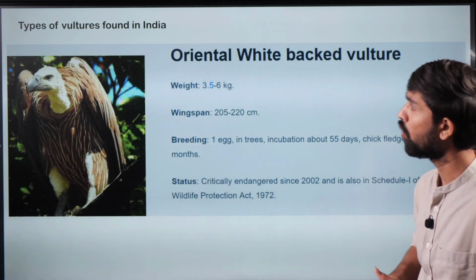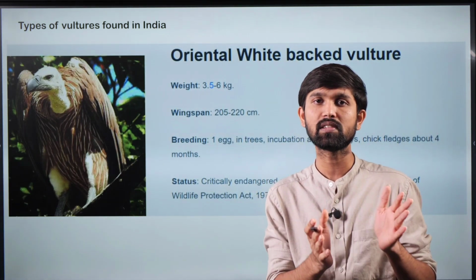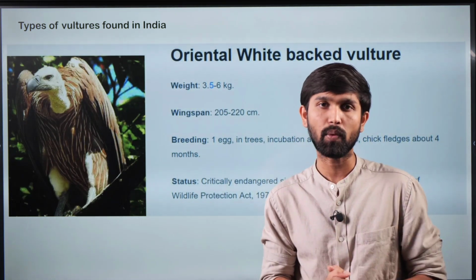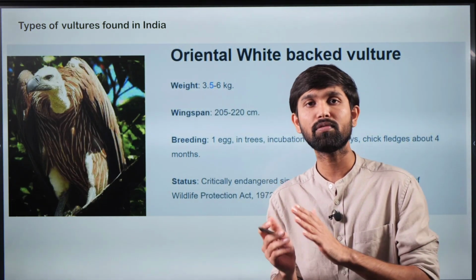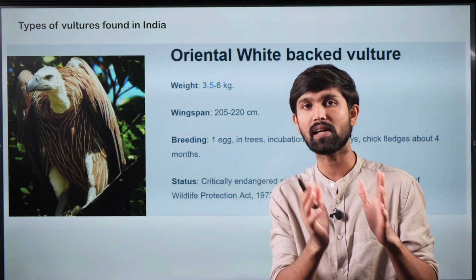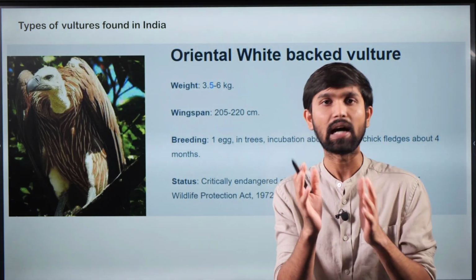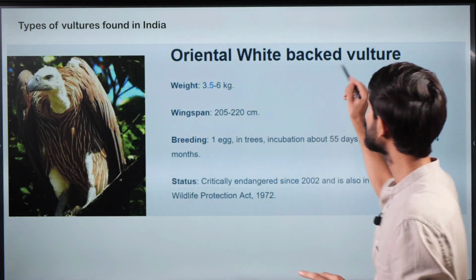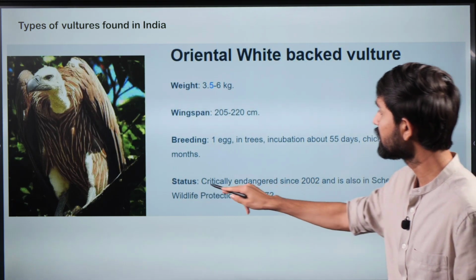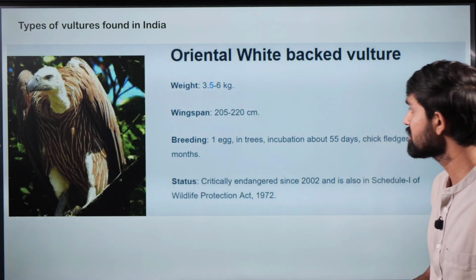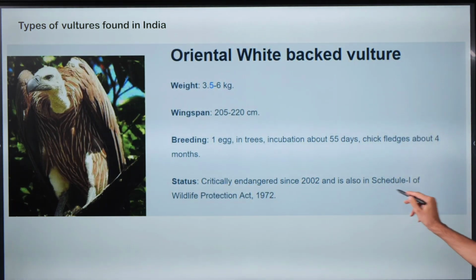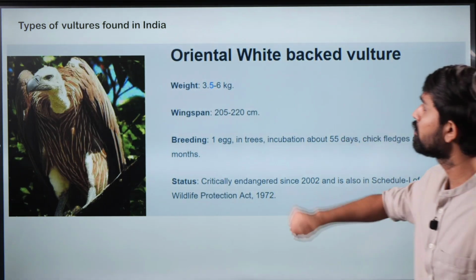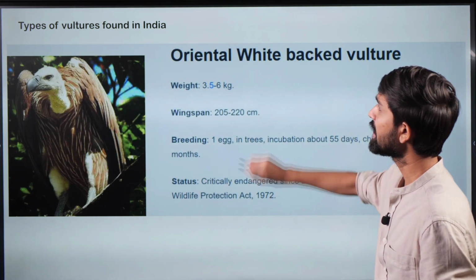All the 9 vultures that we'll see right now are very low in their population, and all the 9 of them require conservation, but some of them differ in their status, where some vultures are critically endangered, others are endangered, and some others are near threatened. So the oriental white-backed vulture, as we can see in the picture, is a critically endangered species in India and hence accorded protection under Schedule 1 of the Wildlife Protection Act. So this is the oriental white-backed vulture, which is critically endangered.